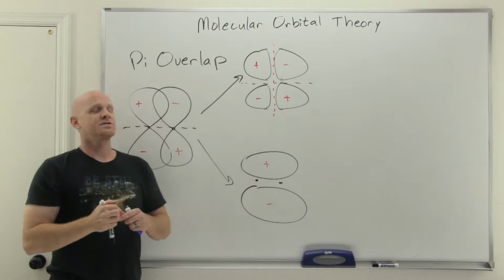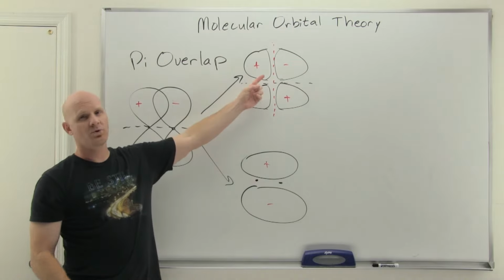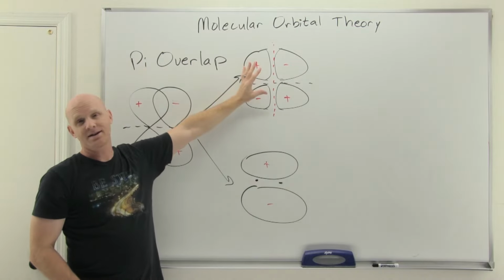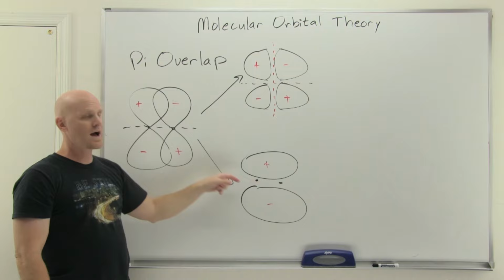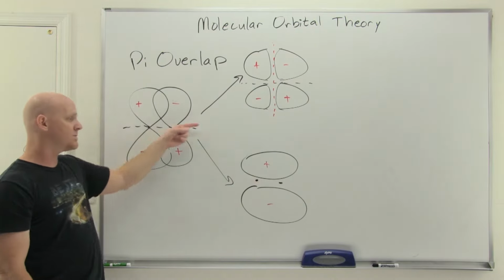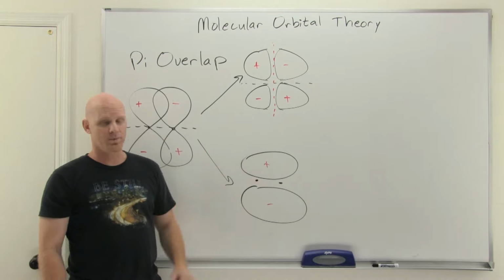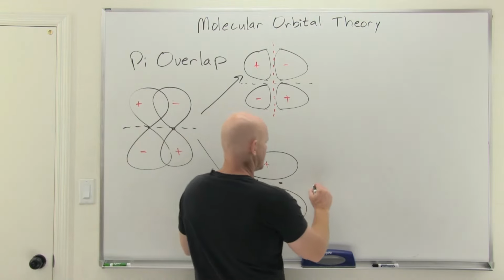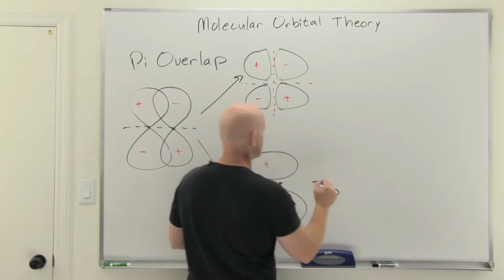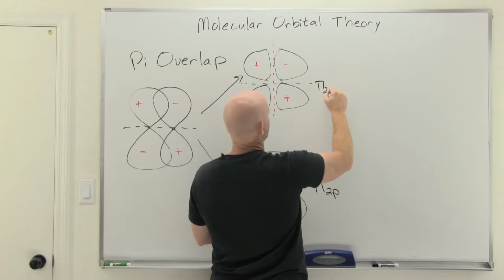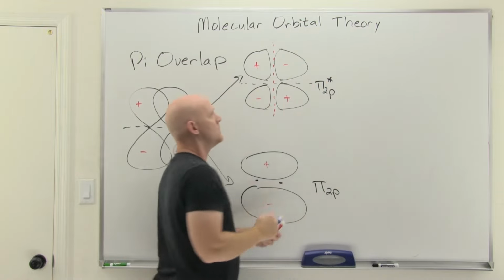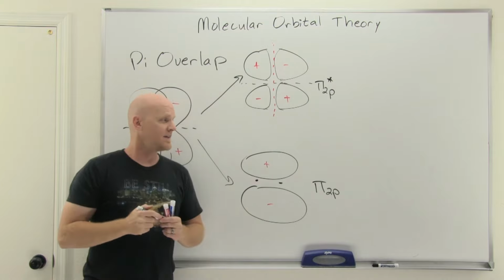And again, destructive overlap always leads to the creation of a node in your antibonding molecular orbital. Constructive overlap will not create any new nodes. We had one node to begin with. We still only have one node in our bonding molecular orbital. In this case, we would call this the pi 2p bonding molecular orbital. We call this one the pi 2p antibonding. We always use that asterisk to signify the antibonding.